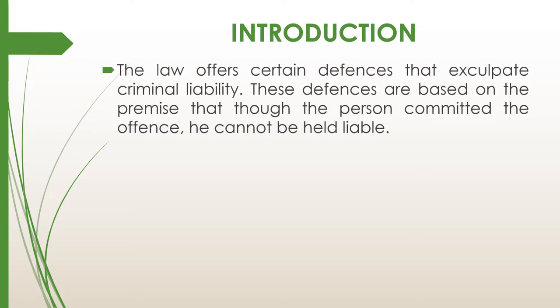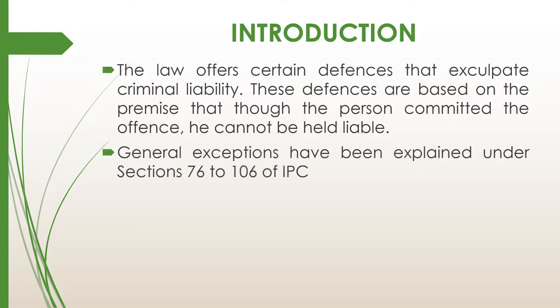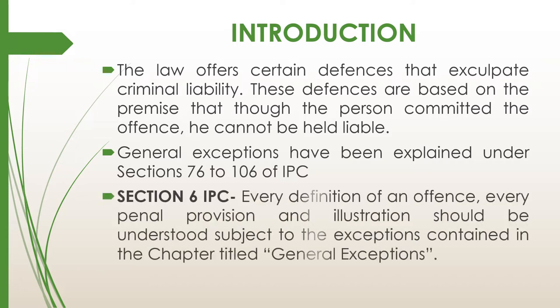I have already explained the meaning of general exception in my first part. I'm making a quick revision of it. The law offers certain defenses that exculpate criminal liability. These defenses are based on the premise that though the person committed the offense, he cannot be held liable. That means all the factors indicate that the person has committed a crime, but still there are certain general exceptions under which a person cannot be held liable. These general exceptions have been explained under sections 76 to 106 of IPC.